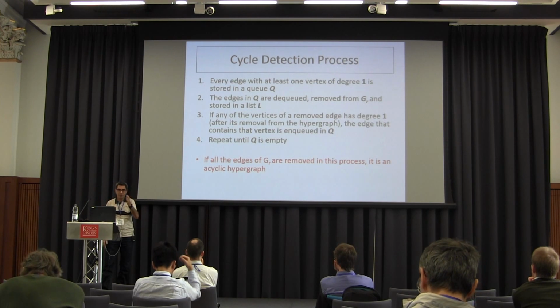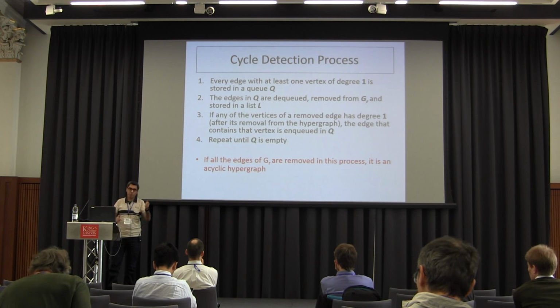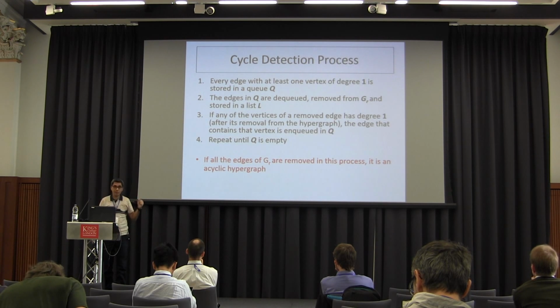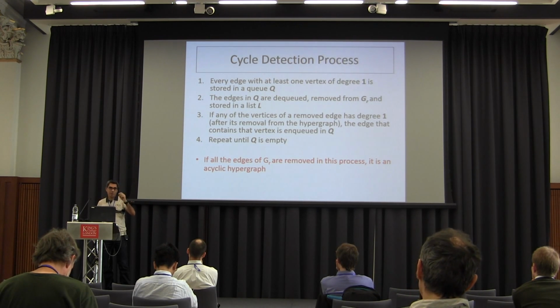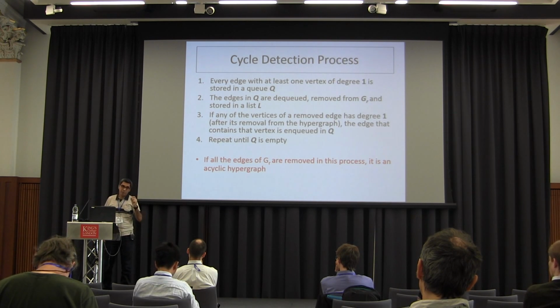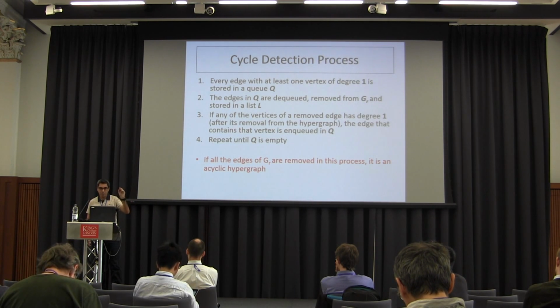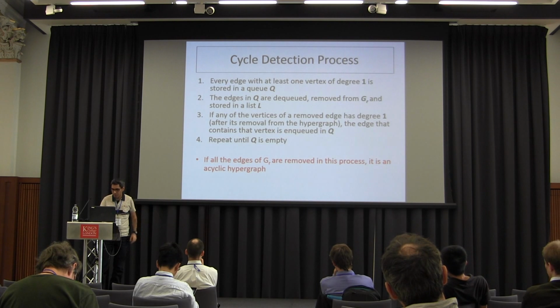So, for example, we have this hypergraph. We start by finding all the edges that contain at least one vertex of degree 1. We put them all in a queue. We start working on this queue, removing one edge at a time. We put every edge that we remove from the queue in a list. We are going to use that list later in the assigning step, so remember that we have created a list here. But we also remove that edge from the hypergraph, and after removing it, we look at all the vertices that are affected by this removal. If there is now a vertex of degree 1, we put the edges connected to that vertex into the queue, and then continue working on the queue until it is empty. When the queue is empty, we look at the graph. If there are no edges left, it's an acyclic hypergraph.